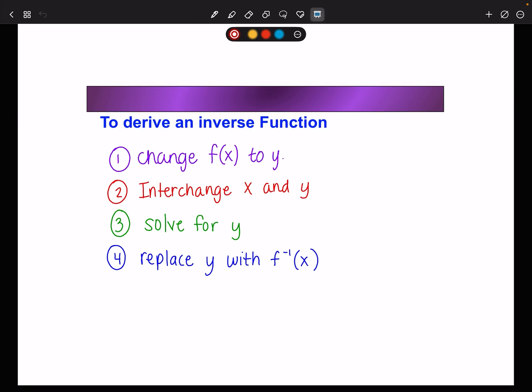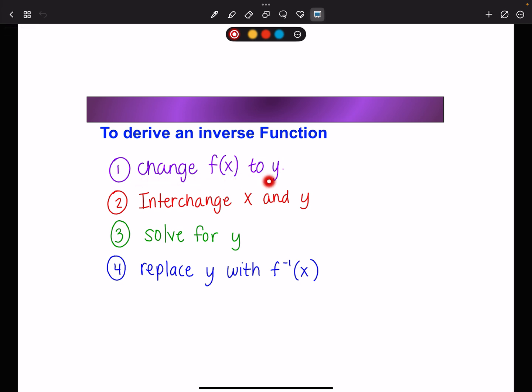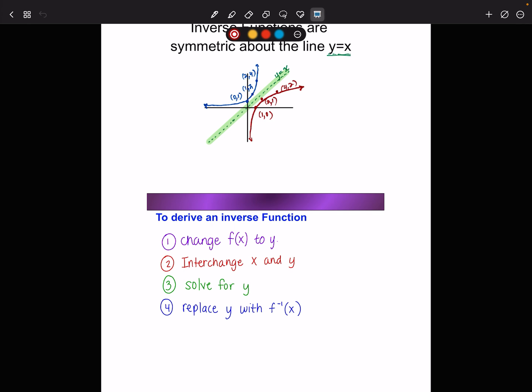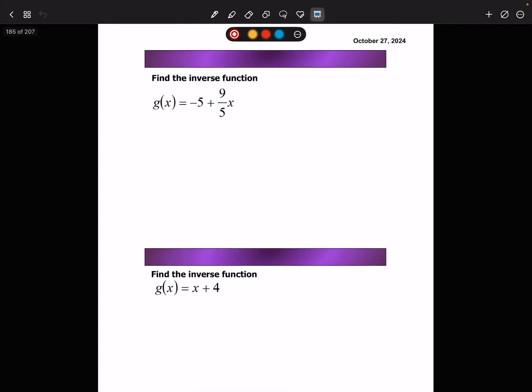So to derive an inverse function, we're going to take these 4 steps. The first one is to change f of x to y. The second step is to interchange x and y. The third step is to solve for y. And the fourth step is to replace y with f inverse of x. Now, if you need to write all those things down, press pause and feel free to press play when you are ready to come back.